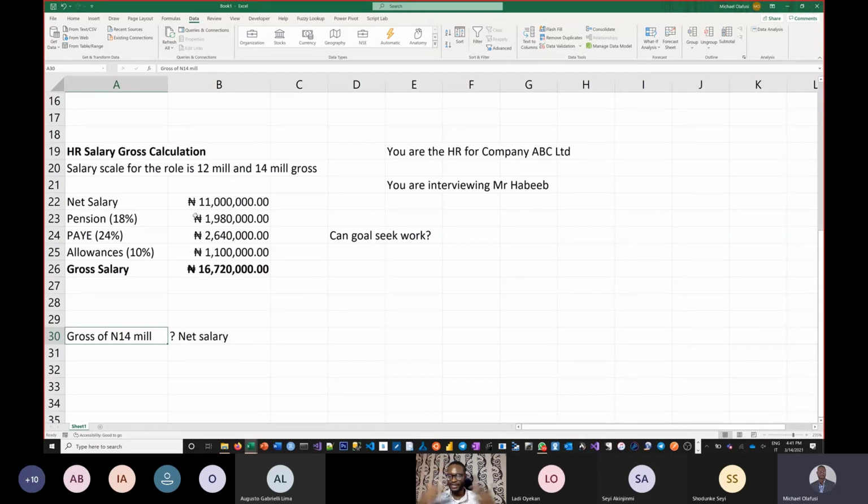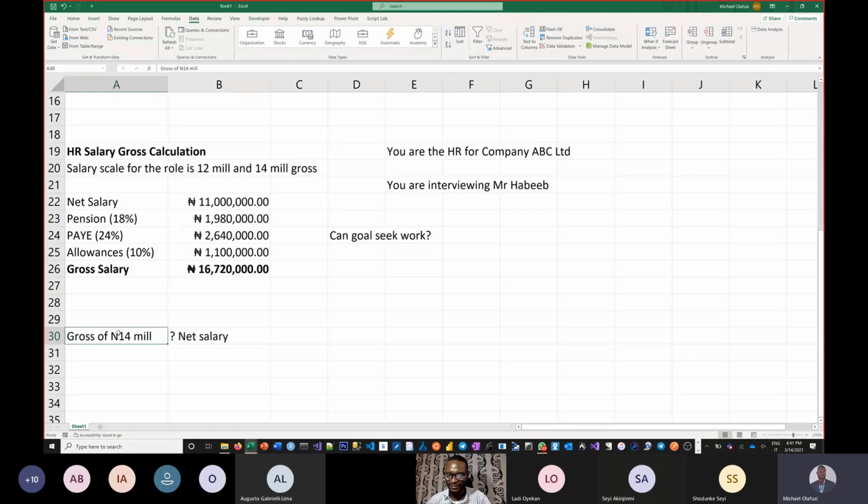You are supposed to give a counter offer and say, Mr. Habib, I've heard what you've said, but what if we offer you XYZ amount? So I want to tell him, what if we offer you an amount that will make the gross exactly 14 million, that I know is the maximum? What do you think? Can goal seek work?